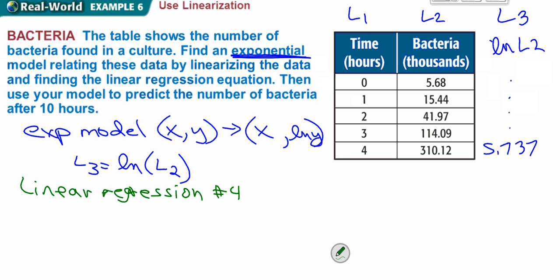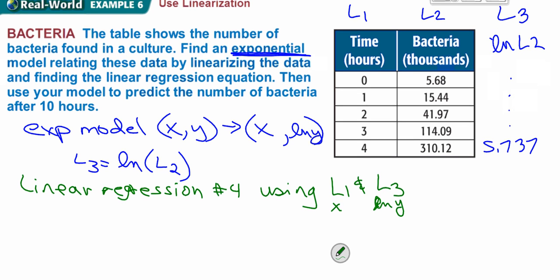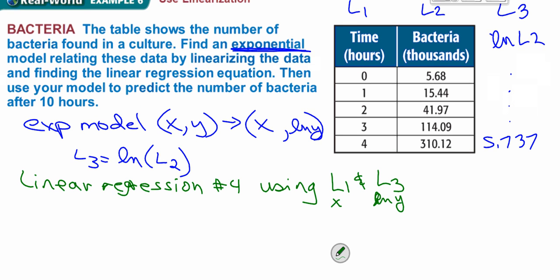Now, what list do we tell it to use? Using list 1 and list 3. So this is x and the ln of y. Do you agree? Because it's x and the ln of y.